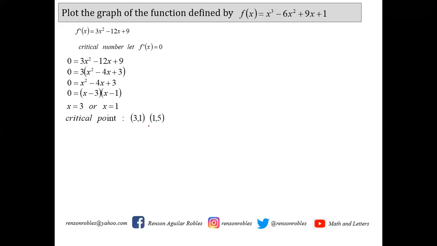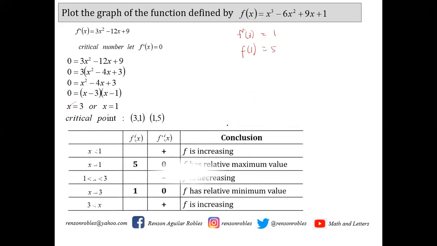Again, the critical point is obtained when you substitute the values of x into the original function. So here, f of 3 is equal to 1, and f of 1 is equal to 5. And then the next thing to do is to describe the behavior of our curve.